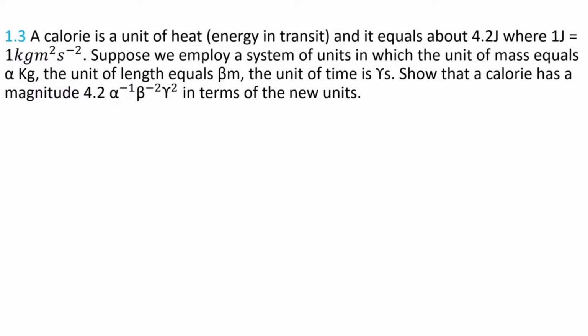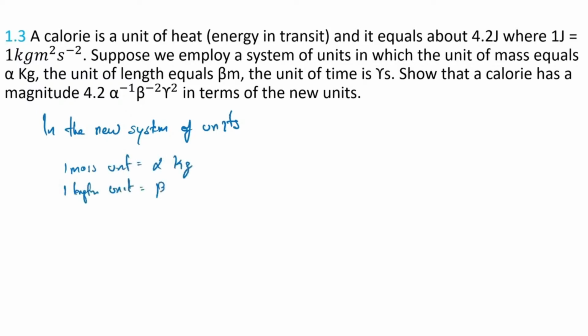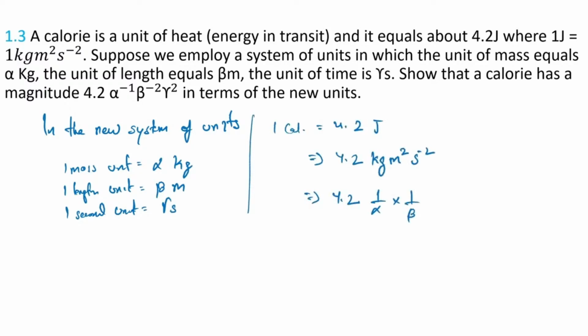Show that a calorie has a magnitude of 4.2 alpha raised to the power of minus 1, beta raised to the power of minus 2, gamma raised to the power of 2 in terms of the new units. So here what we have to do is find out the magnitude of joule in the new system of units. So in the new system of units, we have unit mass equals alpha kilogram, unit length equals beta meter, and unit time equals gamma second. So 1 calorie in SI units stands for 4.2 kilogram meter square per second square.